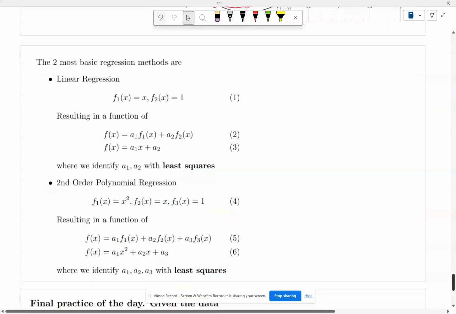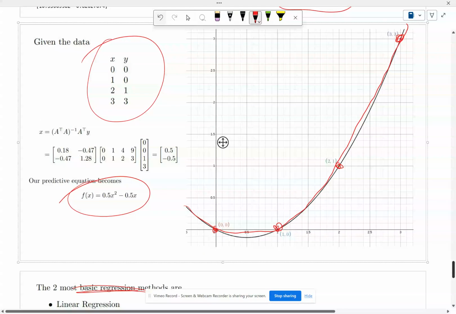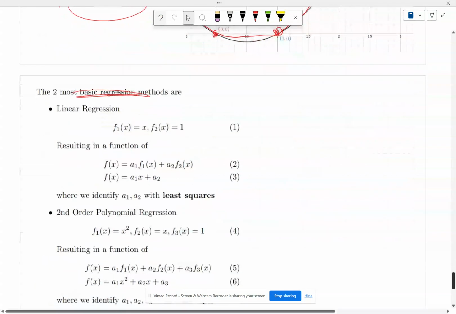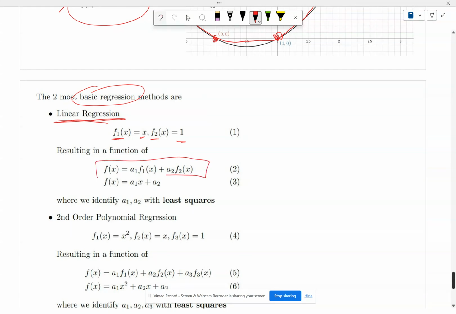So those are two of the most basic regression methods I showed you. Depending on how you pick F1, F2, you can have different algorithms. The first of the two most basic algorithms is linear regression, where you assume that F1 is equal to x, F2 is equal to 1. That's the assumption, resulting in functions that look like this.